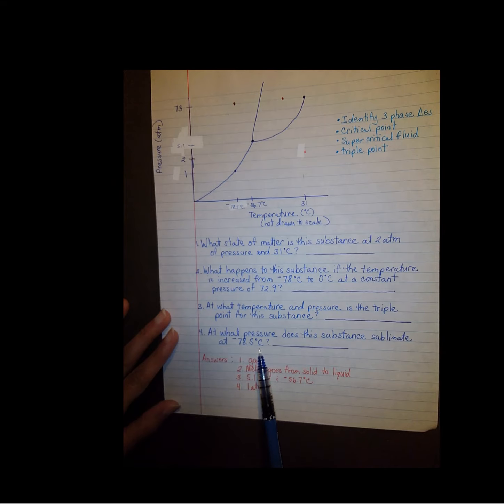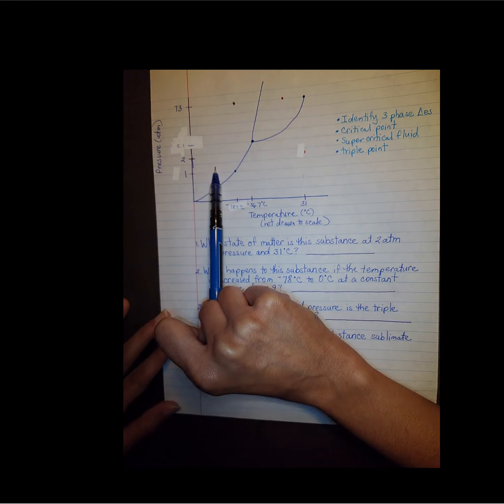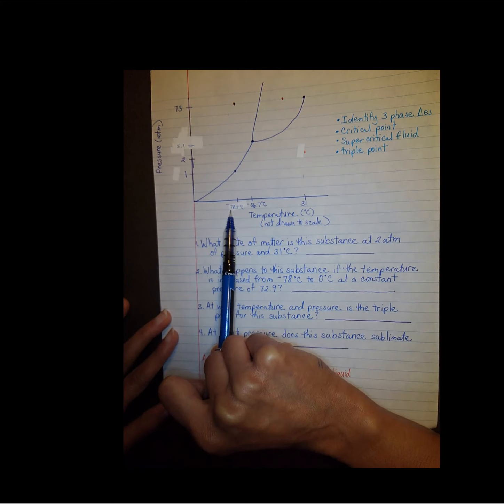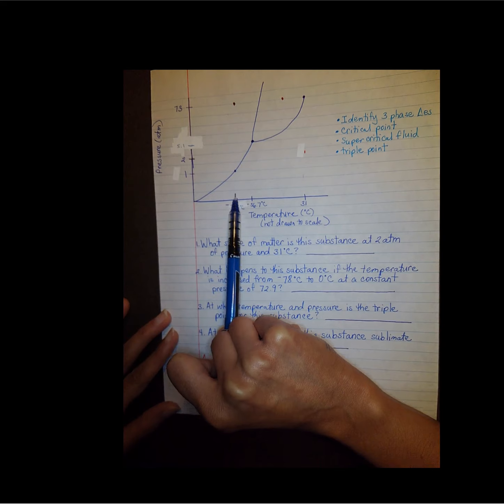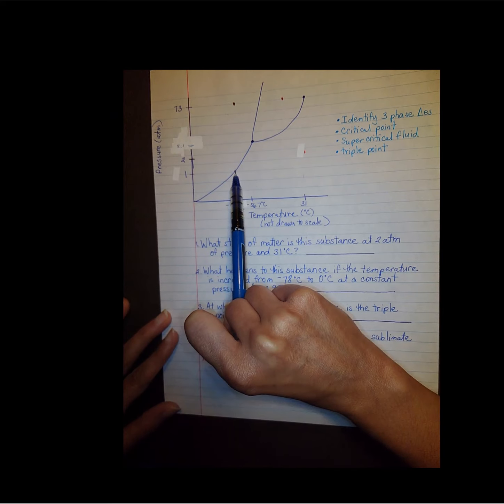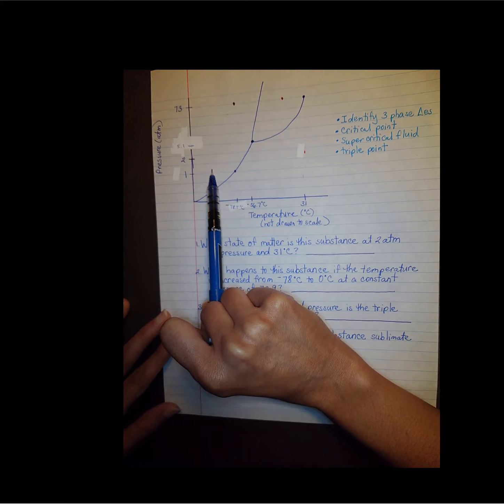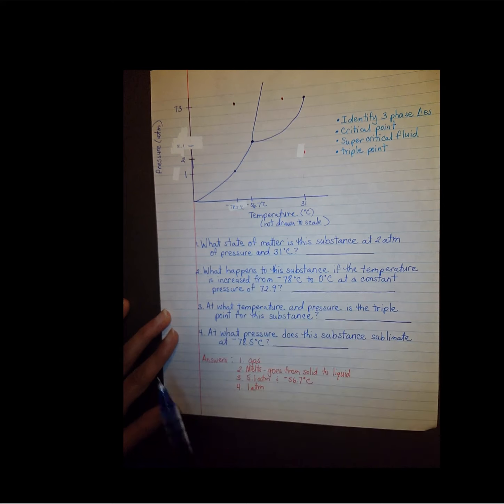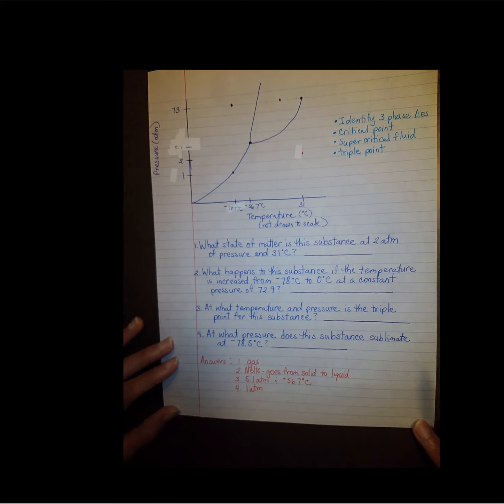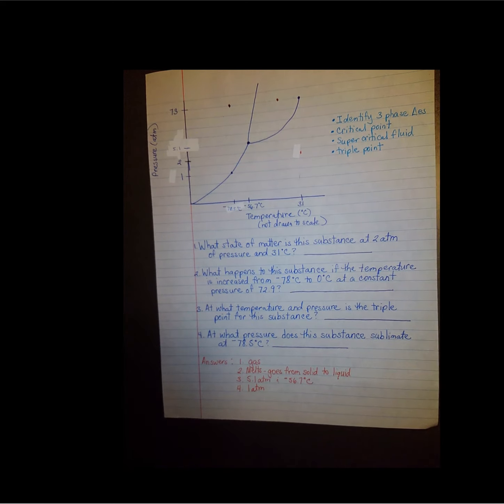And then the last but not least is, at which pressure does this substance sublimate at negative 78.5 degrees Celsius? Well, in order to sublimate, the substance has to go from a solid to a gas state. So at negative 78.5, that would be right on the graph at 1 atm. At 1 atm pressure, the substance goes from a solid to a gas state. So this was an explanation on how a phase diagram looks and how to read a phase diagram.